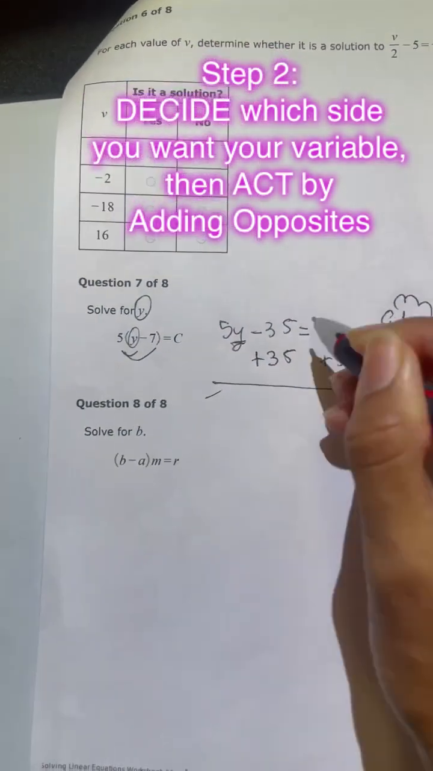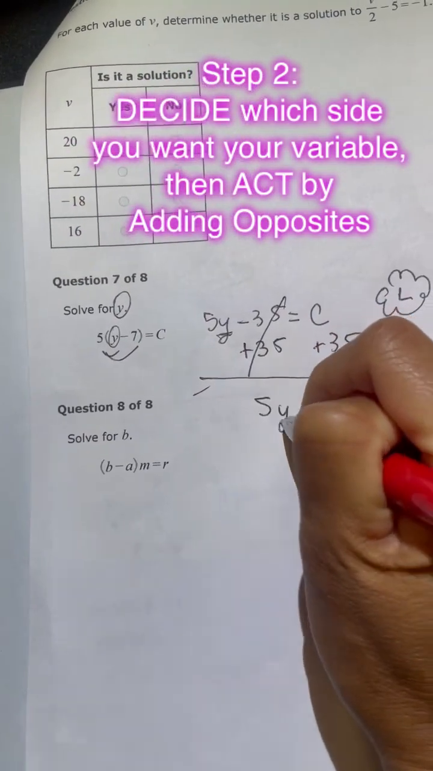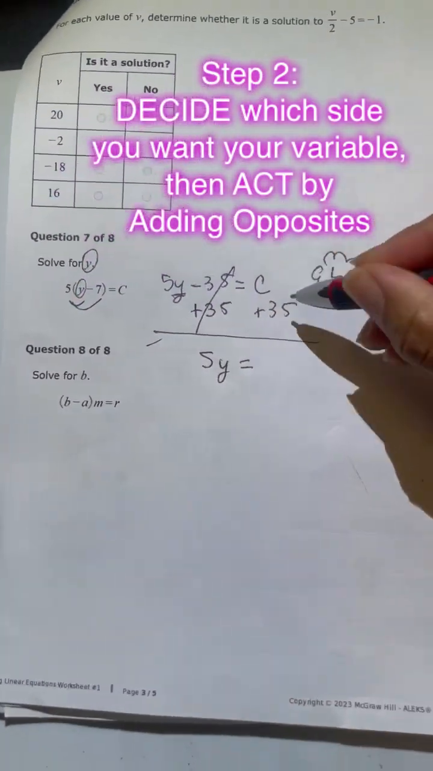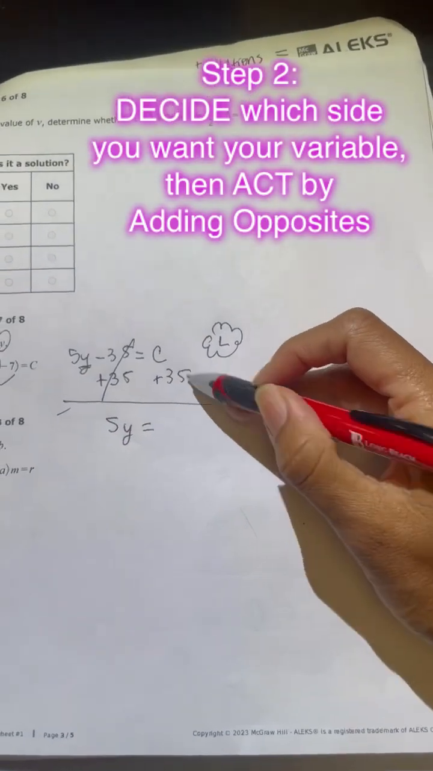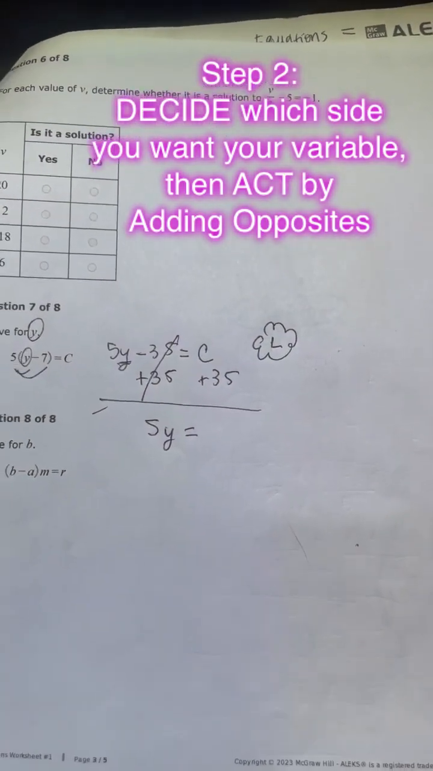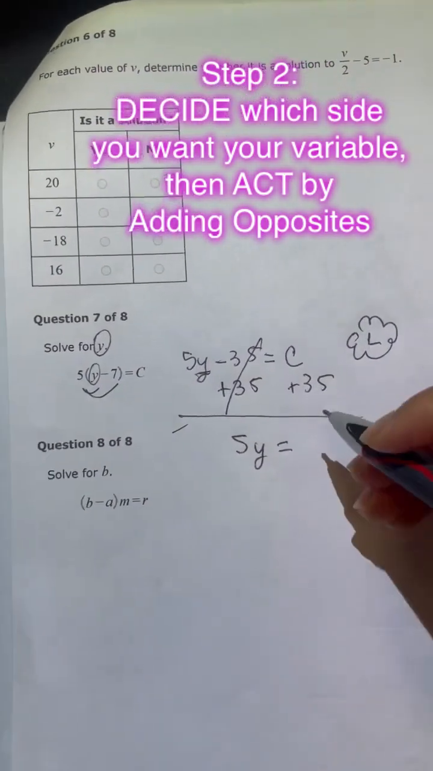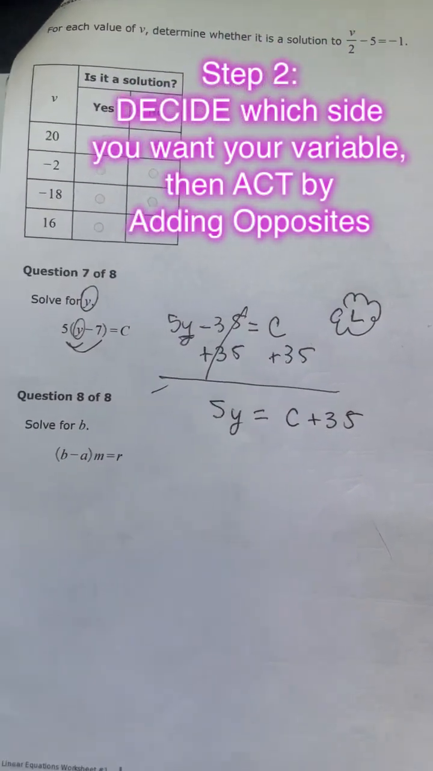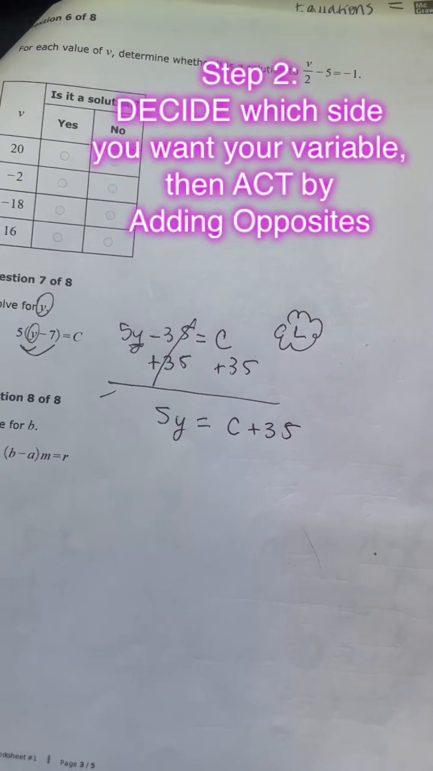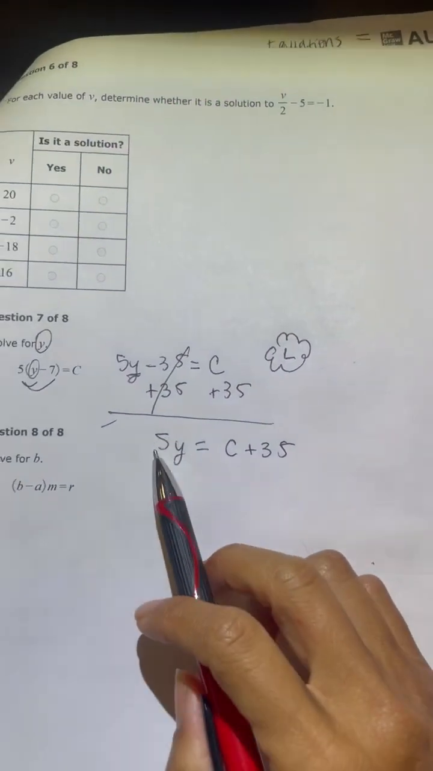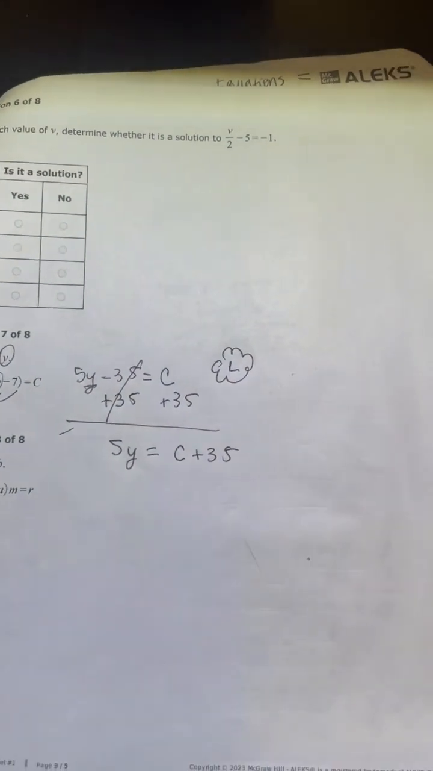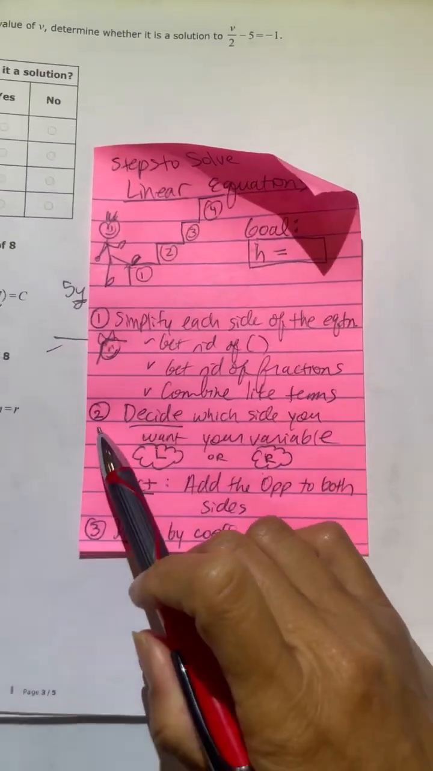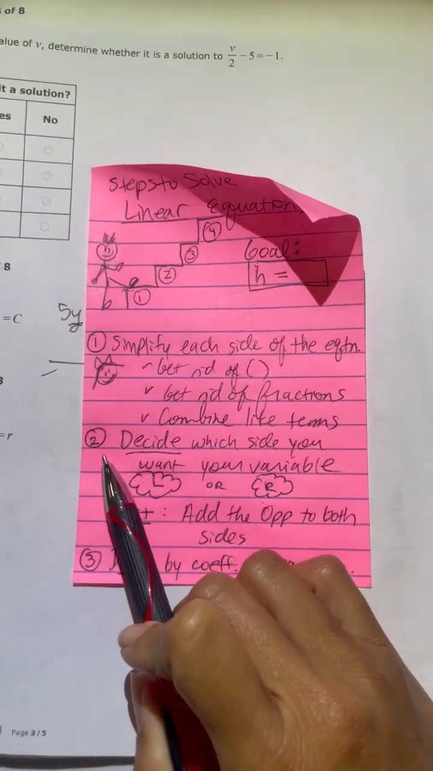So here, I am left with 5y is equal to, I have a c and a plus 35. Can I combine these two animals? No, right? So these are two different animals, so you just leave it. c plus 35, or 35 plus c. It doesn't matter the order. Okay, so now all my y's are on the left-hand side. So therefore, we just finished step 2. What is step 3?